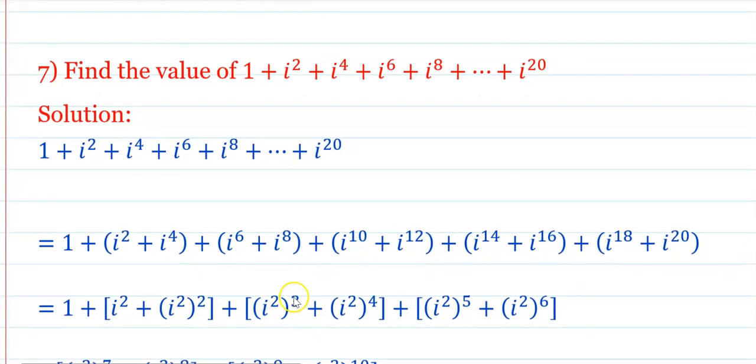Now the question number 7. Find the value of 1 + i² + i^4 + i^6 + i^8 + ... + i^20.